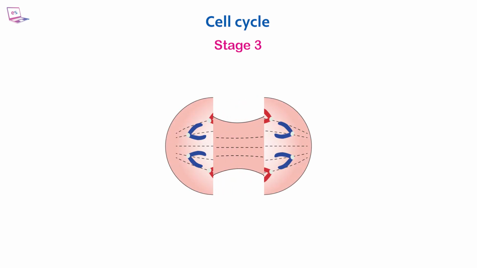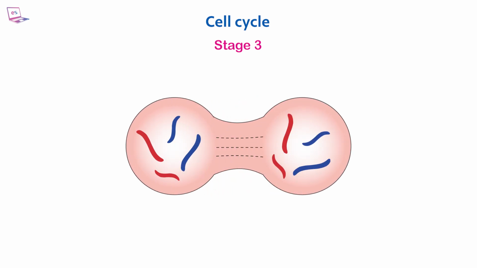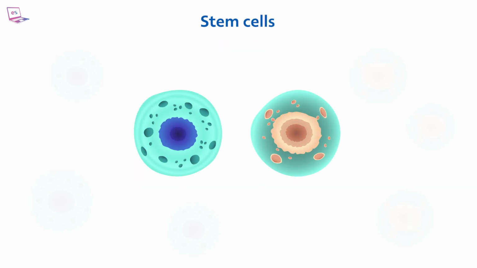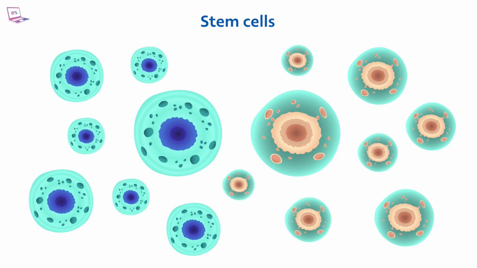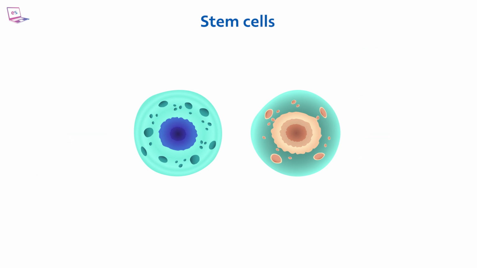Stage 3. In stage 3 of the cell cycle, the cytoplasm and cell membrane split, resulting in the creation of 2 identical daughter cells. Stem cells. A stem cell is a unique type of cell that can develop into various specialized cells. The stem cells are undifferentiated in multicellular organisms. The 2 types of stem cells in mammals are adult stem cells and embryonic stem cells.